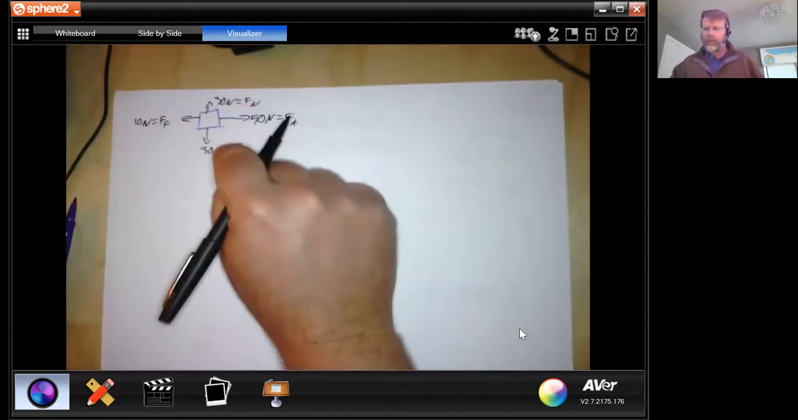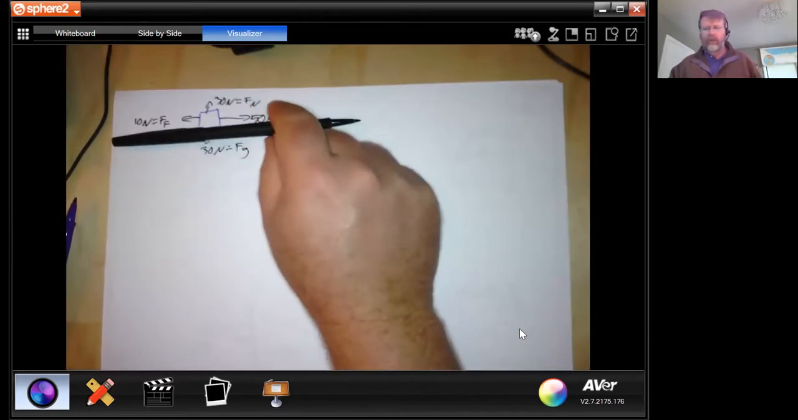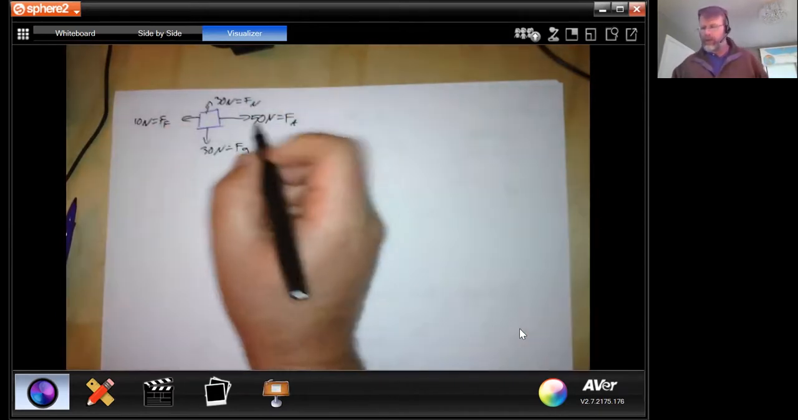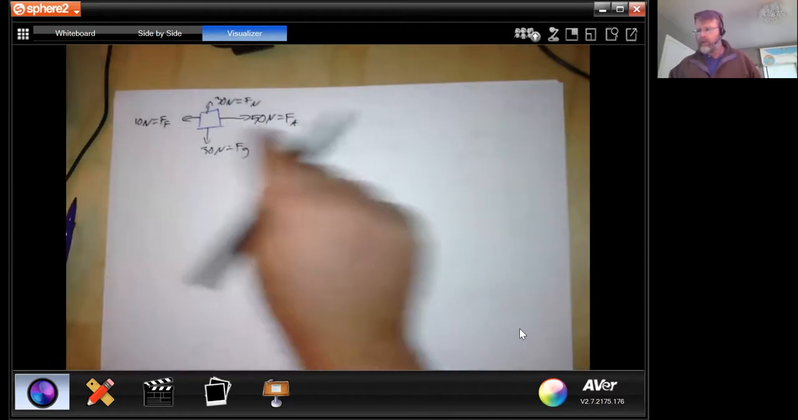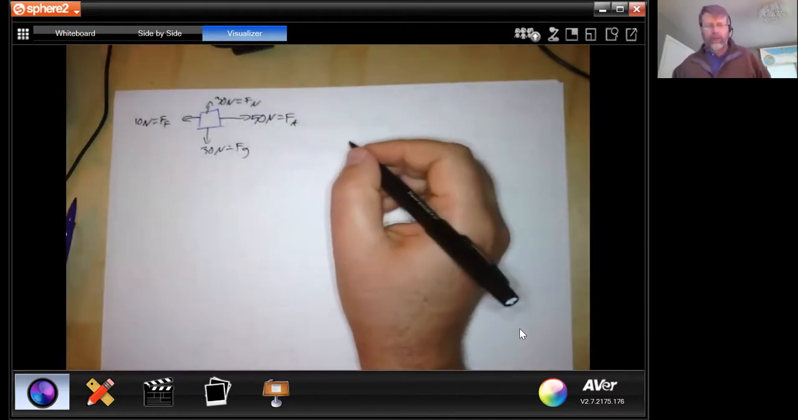This is a very specific situation of it sitting on a horizontal surface and only moving in the x direction. Okay, all right.